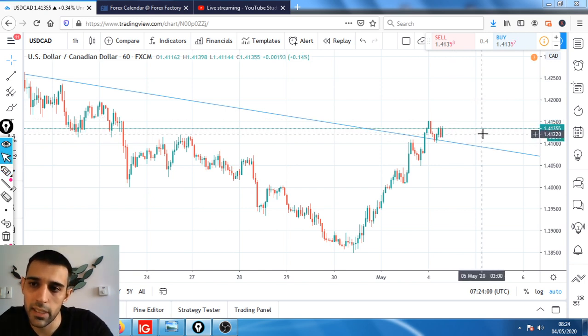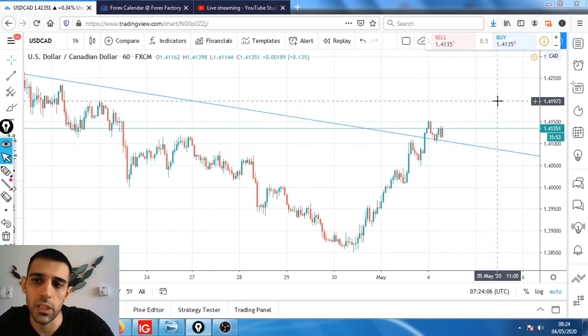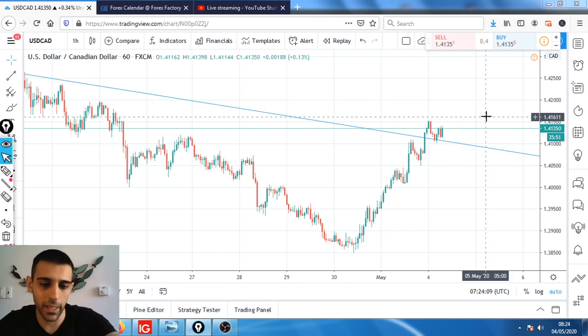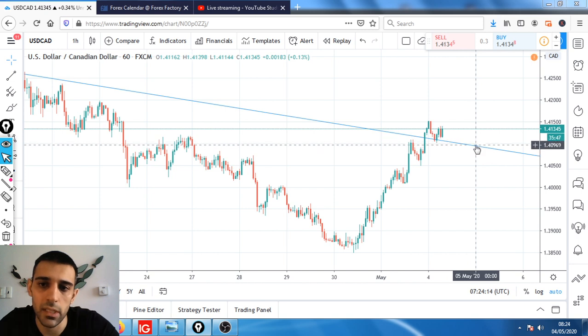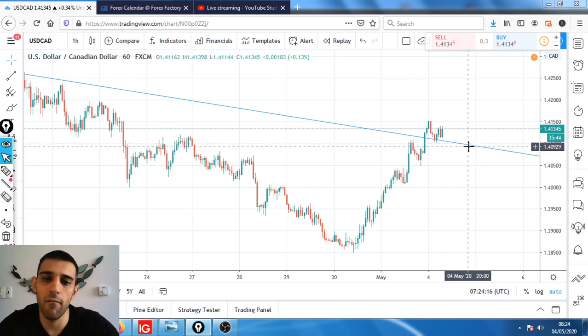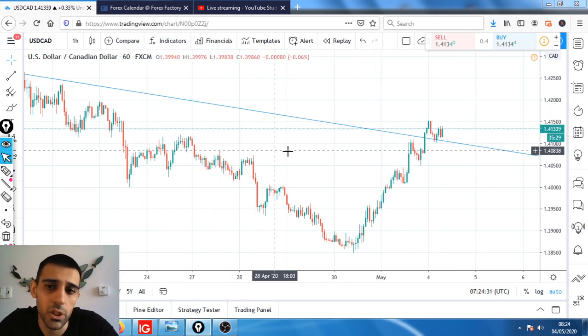So the entry is at 141.30, and the target is, as I mentioned, 142.00. So we're looking at about a 70 pip target, and the stop loss is either a 25 or 35 pip stop loss. If you take this 35 pip stop loss, you're looking at 1 to 2 risk reward, and if you take the 25 pip stop loss, it's about 1 to 2.5 risk reward on that one, which is good.